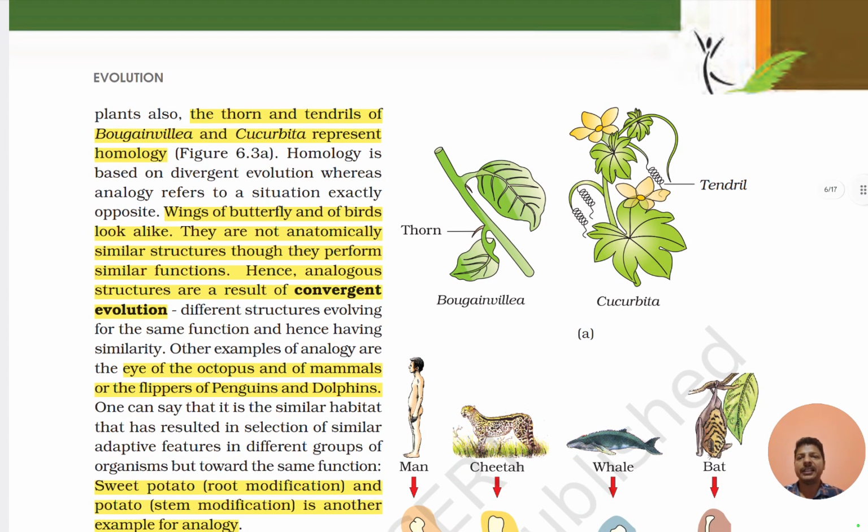Homology is based on divergent evolution, whereas analogy refers to the situation exactly opposite. Wings of butterfly and birds look alike. They do not have anatomically similar structure, though they perform similar function, that is, help in flying. Hence, analogous structures are a result of convergent evolution: different structures evolving for the same function and hence having similarities.